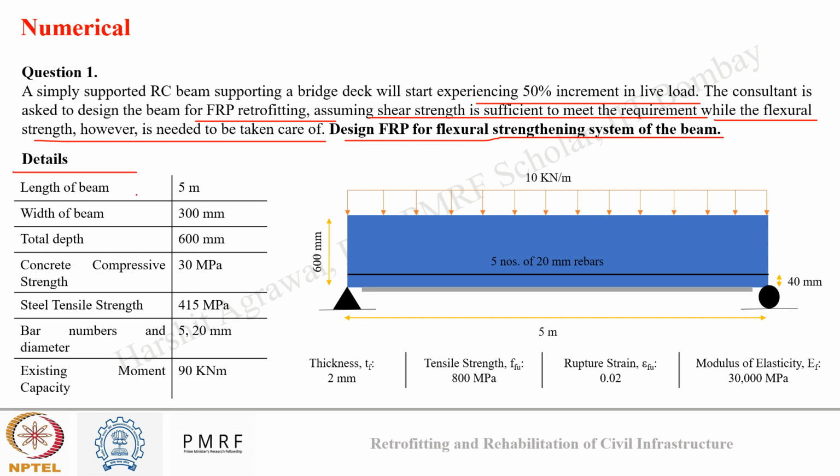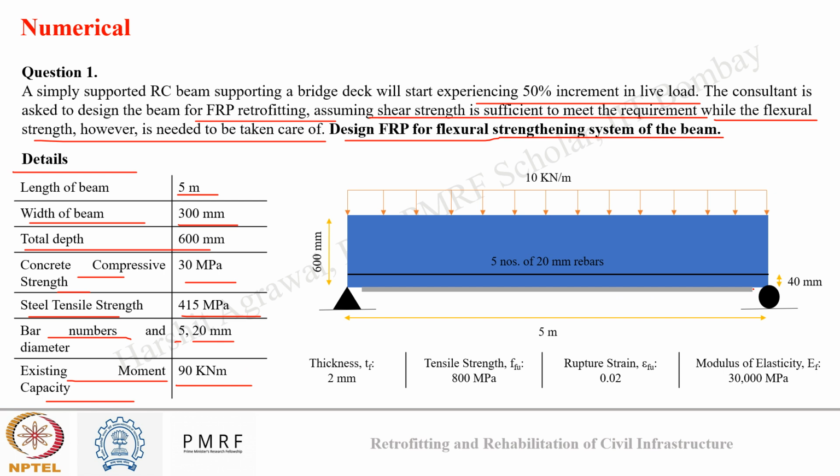And these are the details of the beam. It is a 5-meter beam. Width of the beam is 300 mm. Total depth is 600 mm. Compressive strength of concrete used in the beam is 30 MPa. Steel tensile strength is 415 MPa. For initial reinforcement, 5 numbers of 20 mm dia bars are provided, and the existing moment capacity of the beam was 90 kilonewton meter.